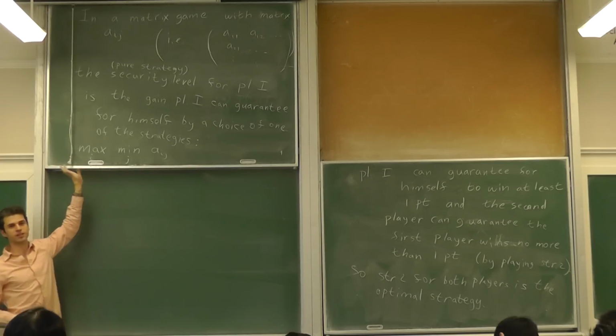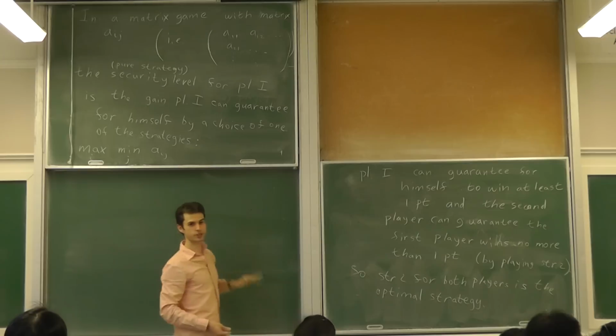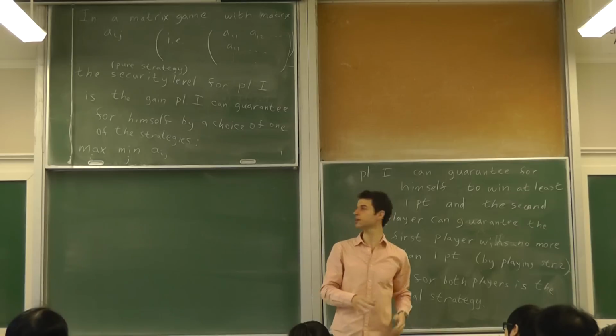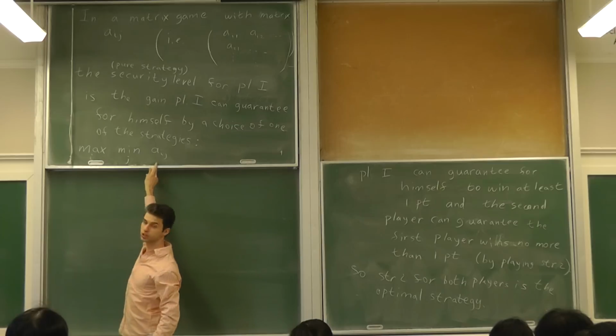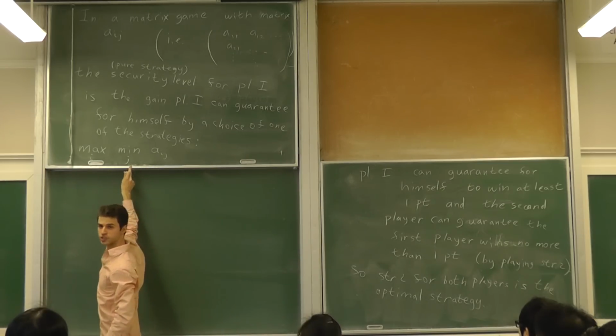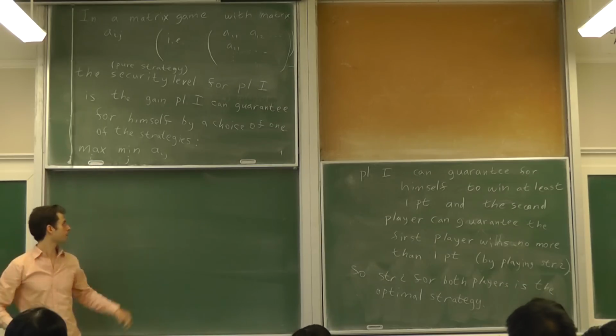So mathematically, a way to compute this security level for player number 1, how many points he is guaranteed to win, is this thing. We go over all rows. In each row, we choose the smallest number. And among this list of smallest numbers in each one of the rows, we choose the largest one.